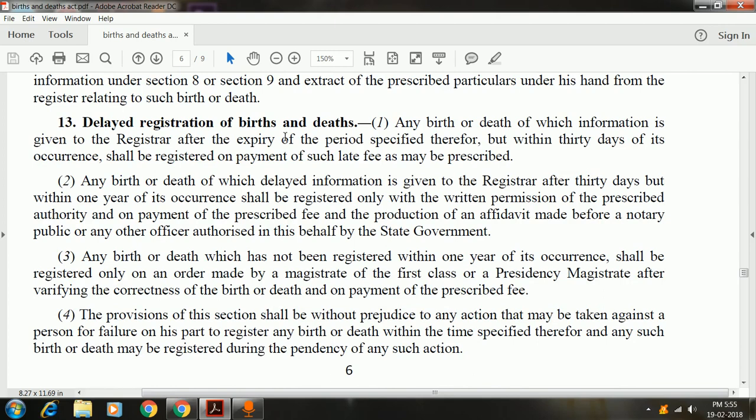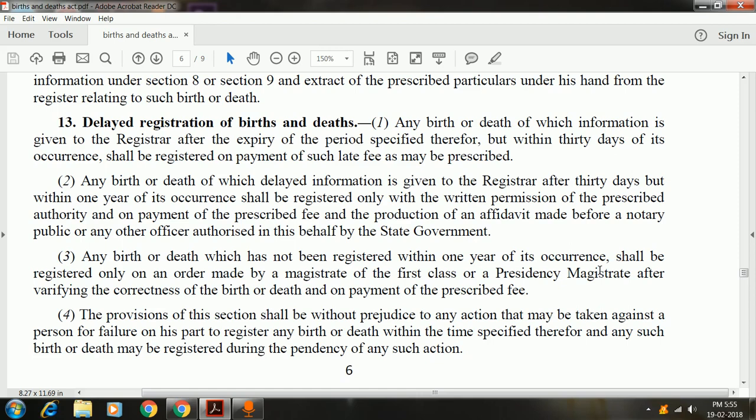Now, there are provisions also for delayed registration of a person. That is, any birth or death of which information is given to the registrar after the expiry of the 21-day period, but within 30 days of its occurrence, shall be registered on payment of such late fees as may be prescribed. Any birth or death of which delayed information is given to the registrar after 30 days, but within 1 year of its occurrence, shall be registered only with the written permission of the prescribed authority, and on payment of prescribed fees and production of an affidavit made before a notary public or any other officer authorized on behalf of the state government.